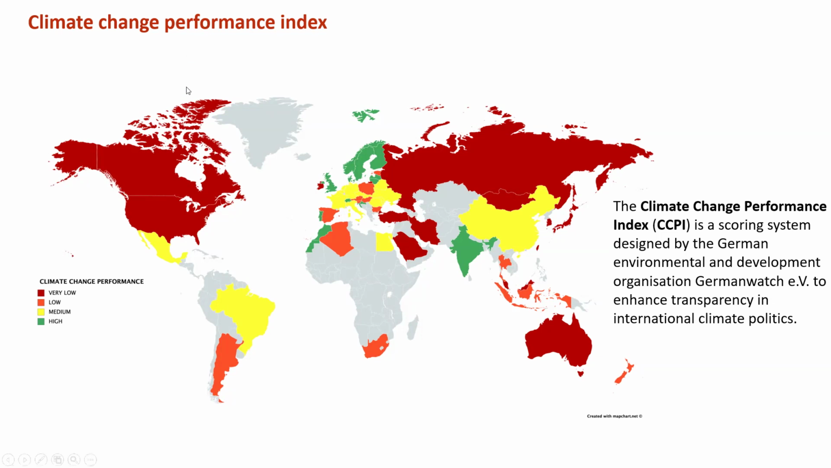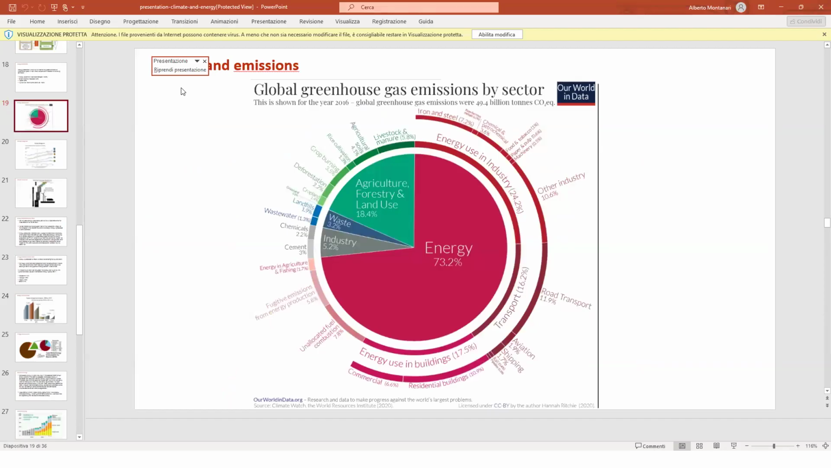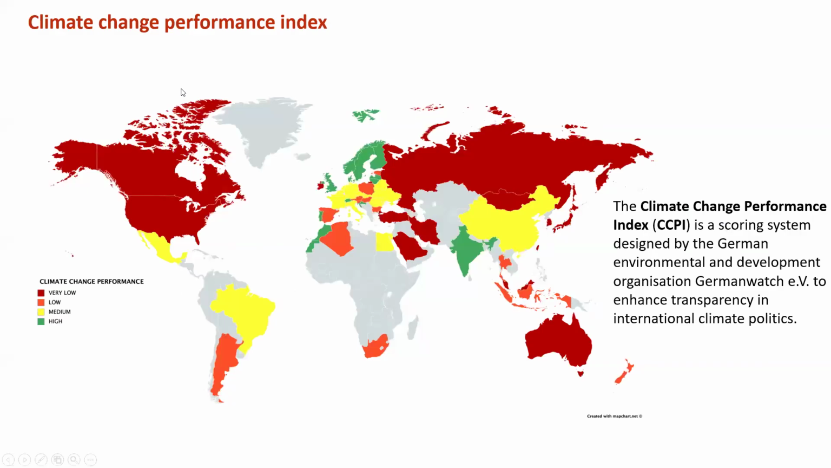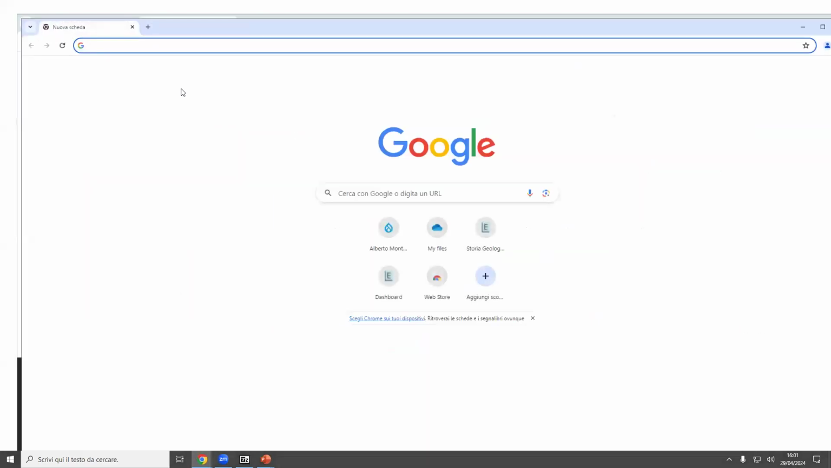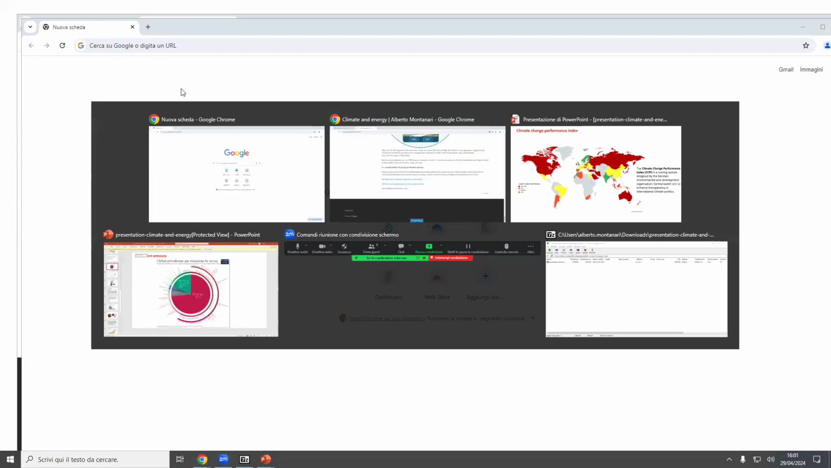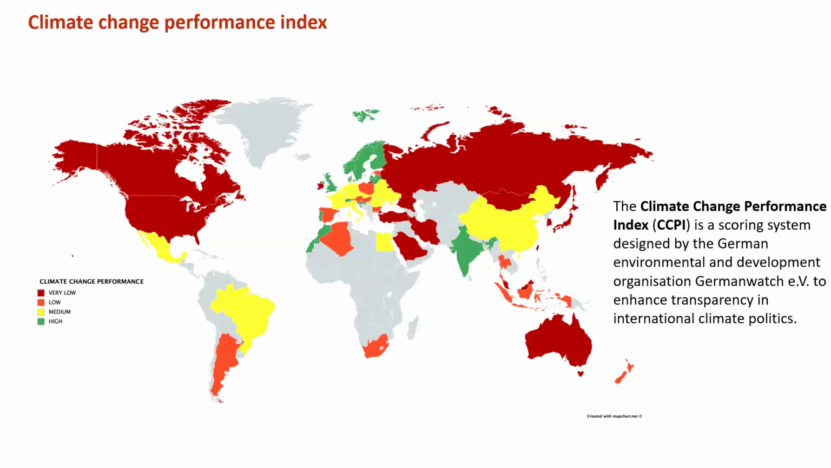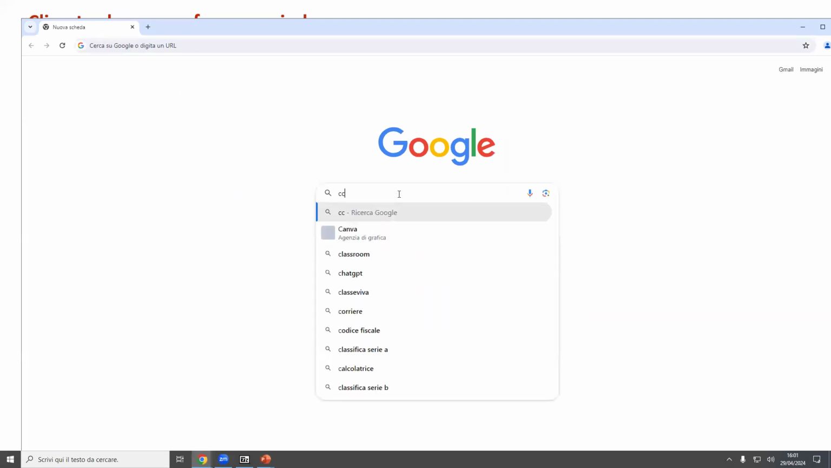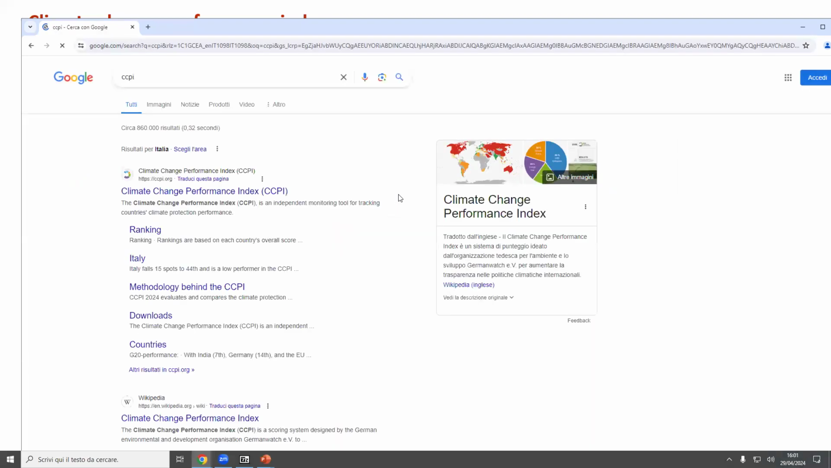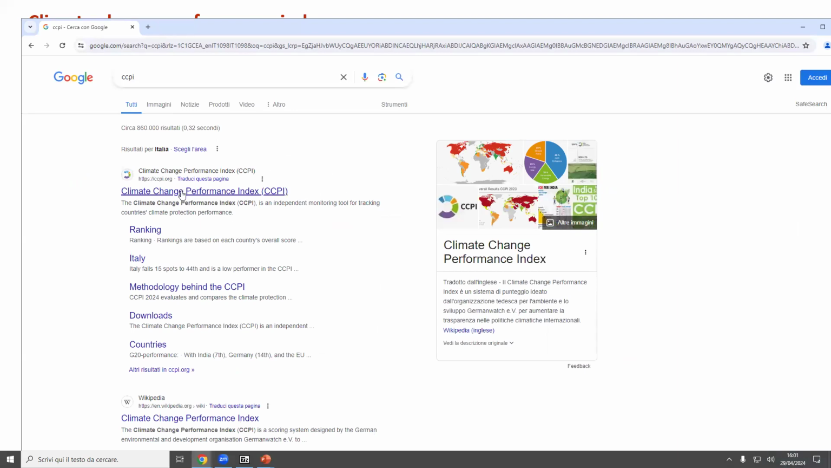Let me see if we can find an updated diagram. I'm not sure, but let's see. Let's open another internet window. And let's look for CCPI. Maybe we can find it straight away. CCPI, Climate Change Performance Index, here it is. And let's see.